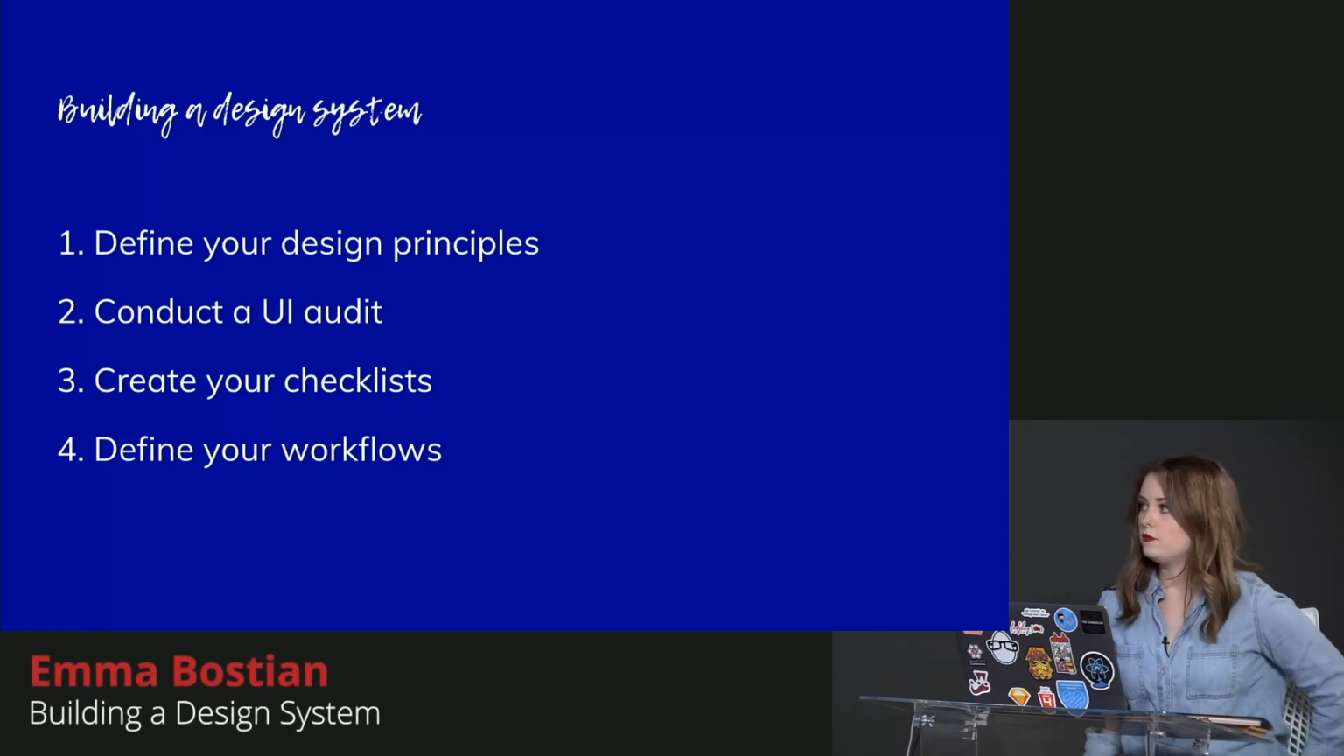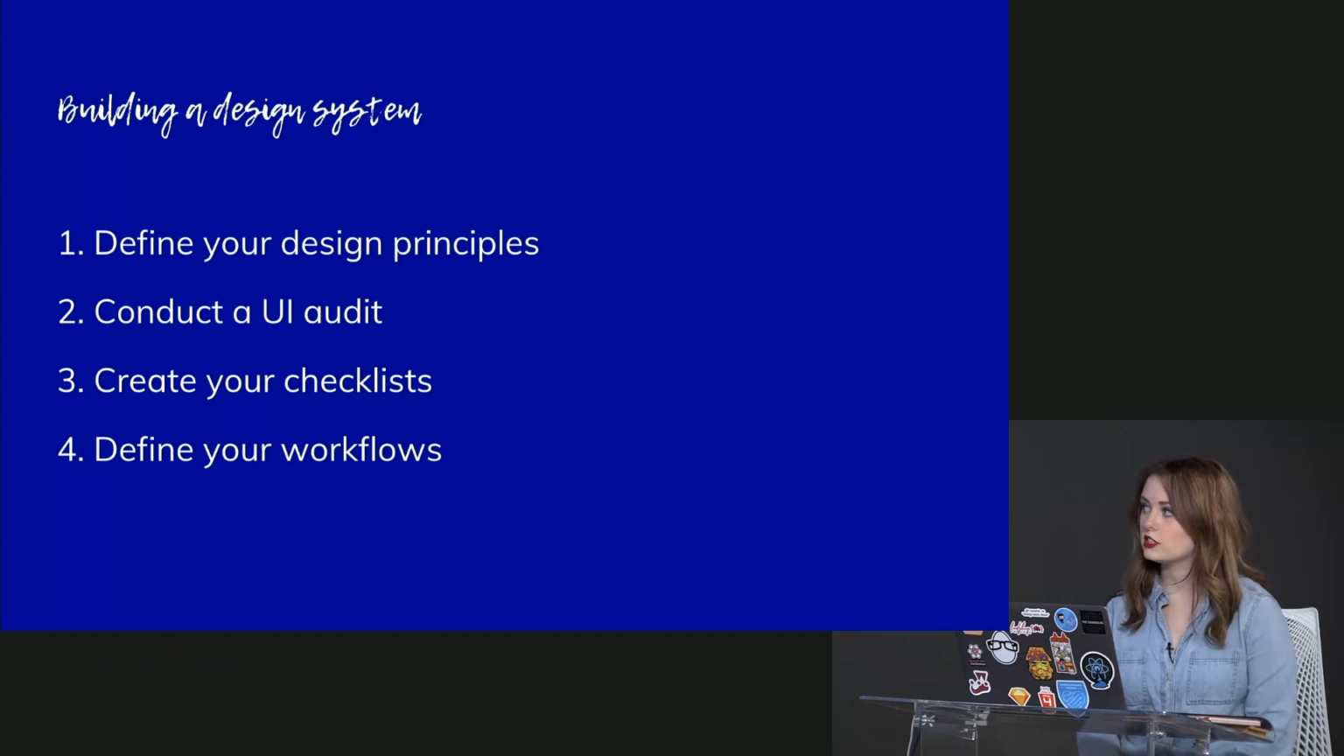So how do you actually build a system? This is kind of the general flow. So you define your design principles, conduct a UI audit, create your checklist, and define your workflows. So let's examine what all of these mean.